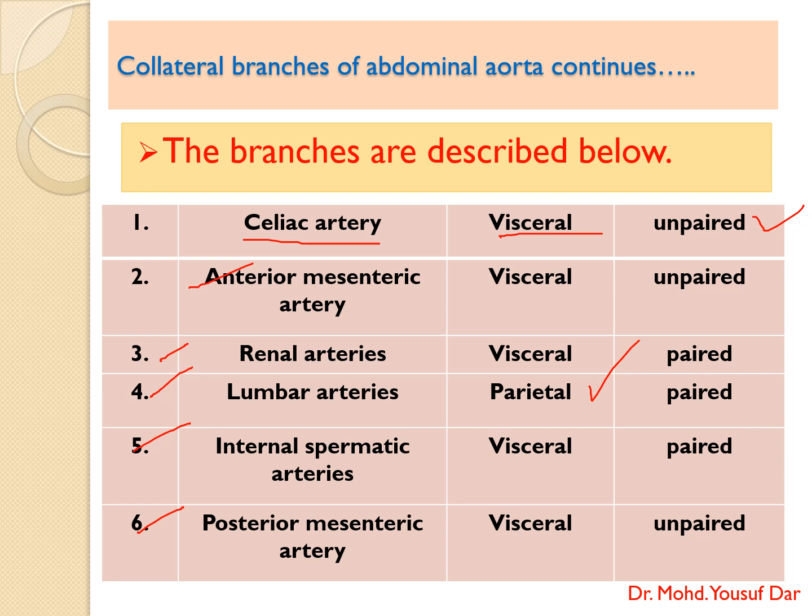Like the celiac artery, it is a visceral artery and it is unpaired. That means it arises singly. The anterior mesenteric artery is again a visceral artery and it is unpaired. The renal arteries are two in number, they are visceral and paired. The lumbar arteries are parietal and paired. Similarly, the internal spermatic or testicular artery is visceral and paired. While the posterior mesenteric artery is visceral and unpaired.